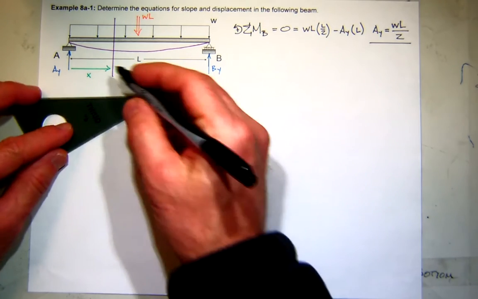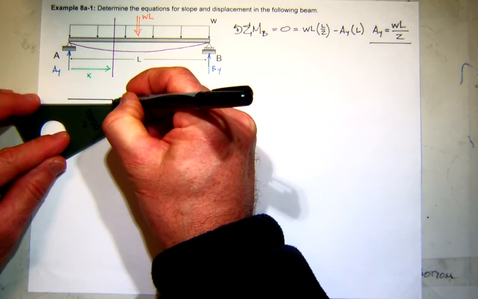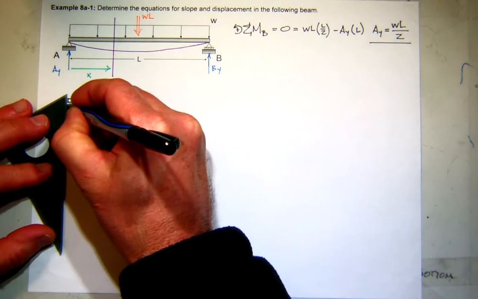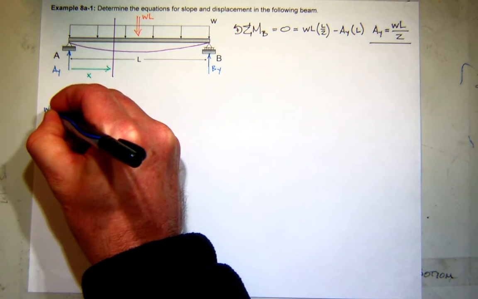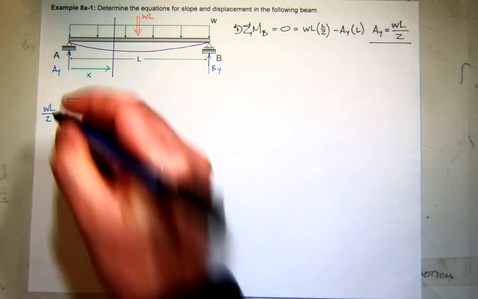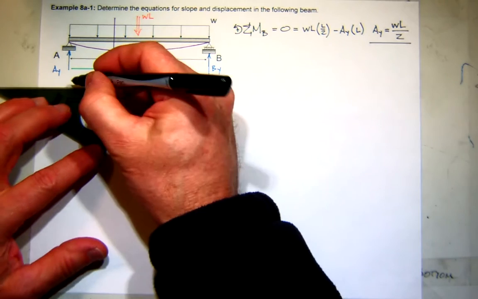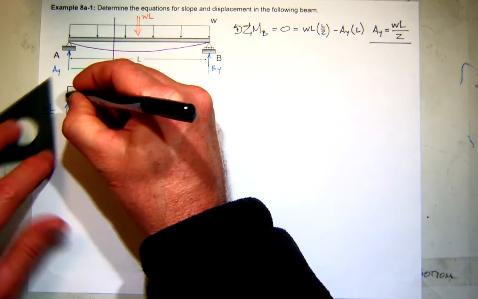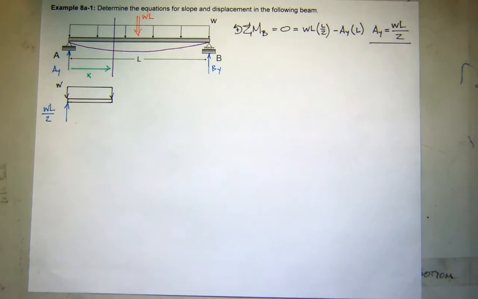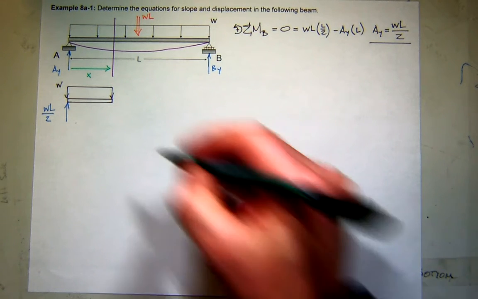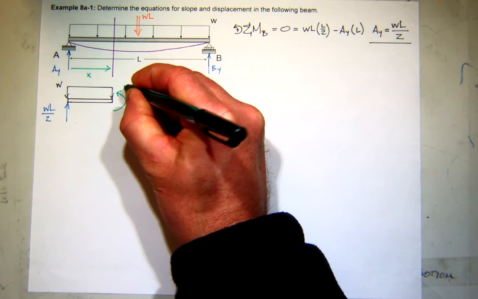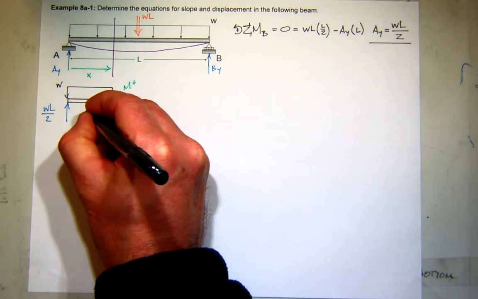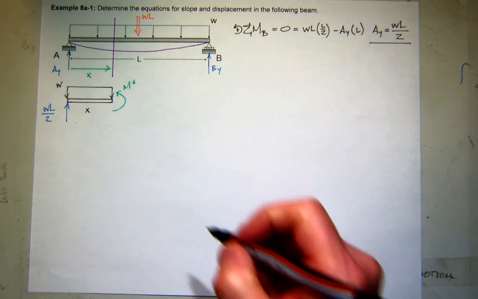So now I'm going to cut the structure at this distance x. I'm going to apply what I know to be AY, which is WL over 2. I have the distributed load still applied on my structure. It still is W. And at the cut, I'm going to be interested in the bending moment. So there's my positive bending moment. Don't forget that this distance is x. So we've done this a few times before.